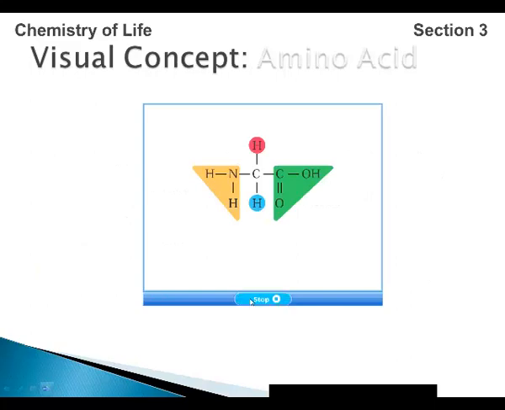All amino acids have a central carbon atom that is bonded to an amino group. An amino group consists of a nitrogen atom bonded to two hydrogen atoms. The central carbon in all amino acids is also bonded to a carboxyl group, which consists of a carbon atom double bonded to an oxygen atom and single bonded to a hydroxyl group. The difference between all amino acids lies in the R group. The amino acid glycine has the simplest R group. It consists of only one hydrogen atom.